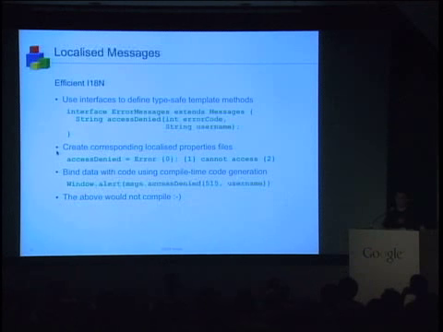Then somebody else creates the corresponding localized properties file. So this doesn't need to be anyone technical. Error. And there's a template placeholder for the error code, the username, cannot access, and then the file name. And then in the code, you bind the data with code using compile time code generation. So this is all you need to do from the code. You call your message with the parameters you want to pass.